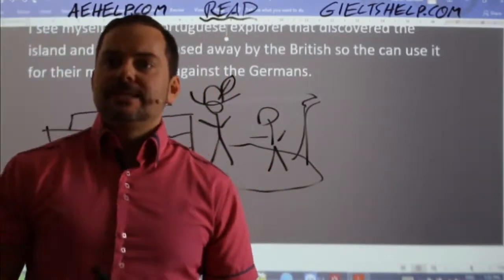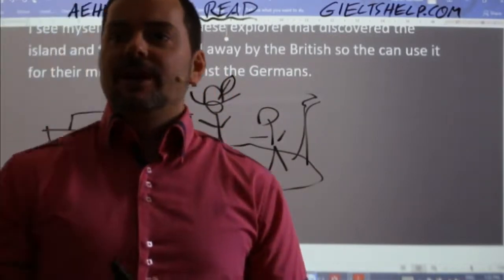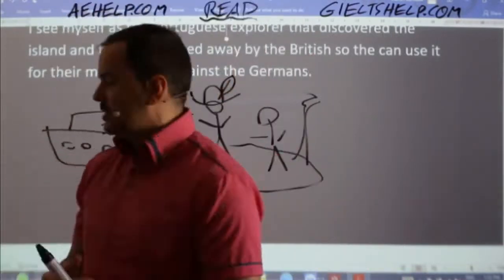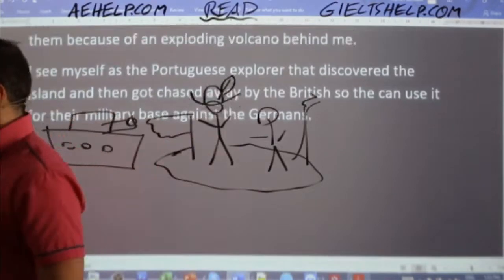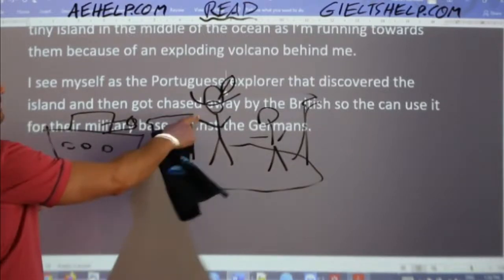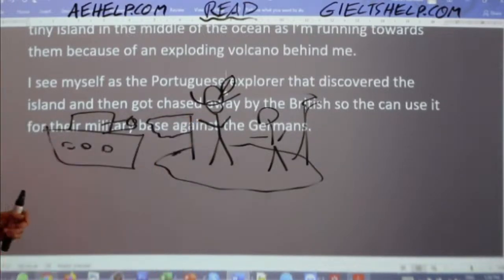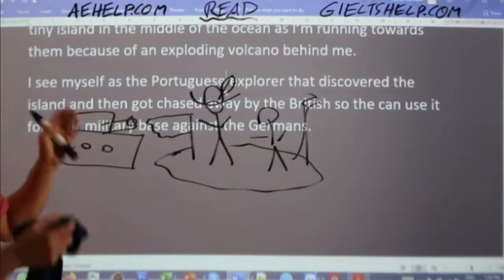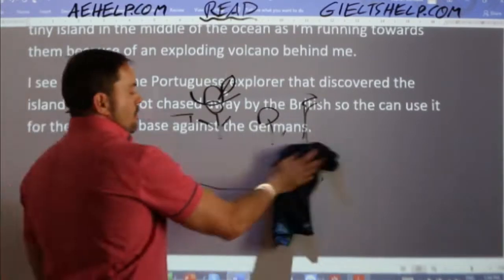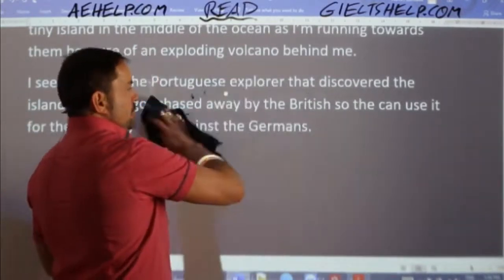Okay, Tito says, I see a man discovering the island and the British government taking hold of the island and manipulating it. Yes, Tito, that's good. All right, so yeah, I see myself as the Portuguese explorer. So I am this guy discovering the island, putting down the flag, and then here comes the boat and they're chasing me away. I'm like, because they need the island to monitor the water for the Germans, okay?